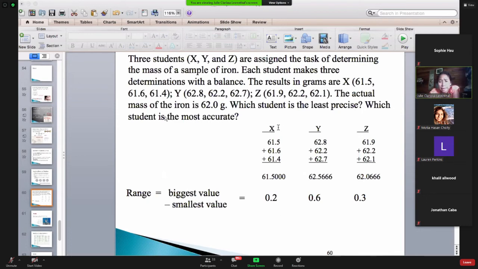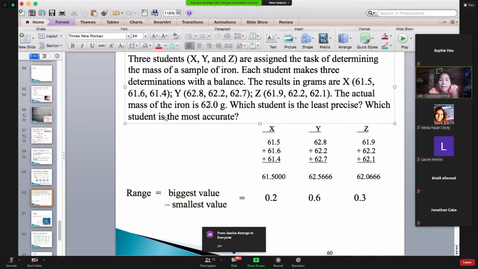for student X, the range is 0.2. So that's 61.6 minus 61.4. Are you following? Yes? You're looking at the data, you're following. Student Y, the range is 0.6. Student Z, the range is 0.3. Now, the actual mass of iron is 62 grams. Okay, so that is your standard. The iron weighs 62 grams.